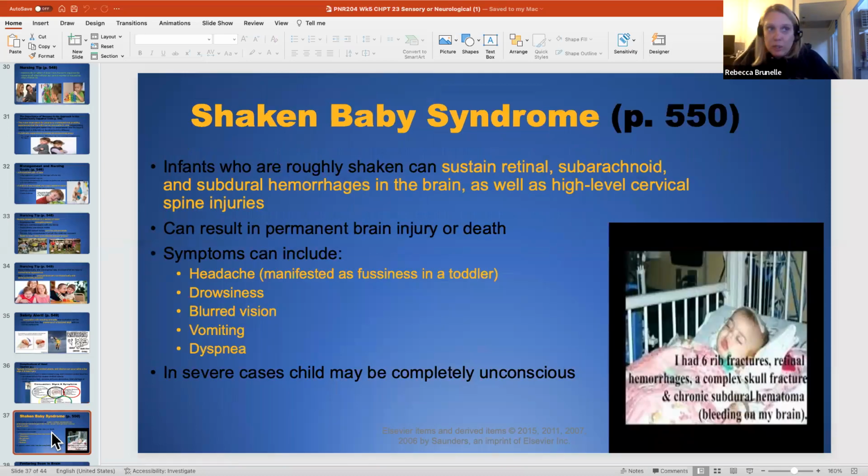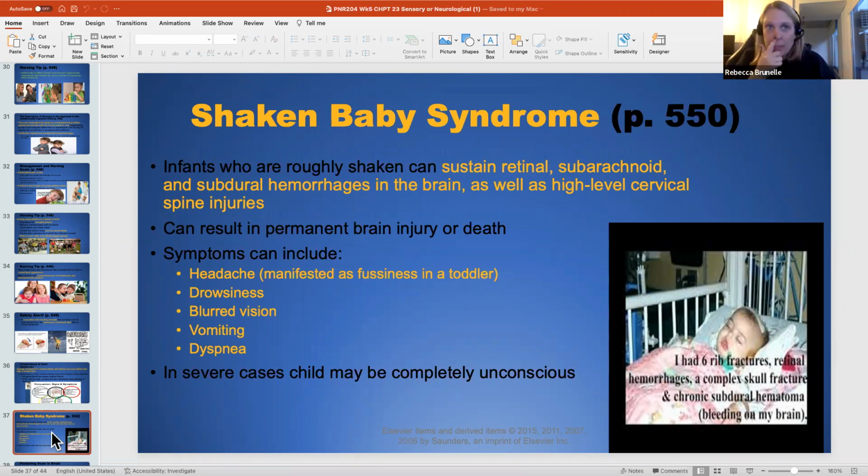So unfortunately, there is shaken baby syndrome, which is a form of child abuse. Generally speaking, the parent is over the top frustrated, can't deal with the fact that the child is crying, and picks the baby up and shakes the baby. So you think about the brain being inside the skull, it can move back and forth and it can cause brain damage.